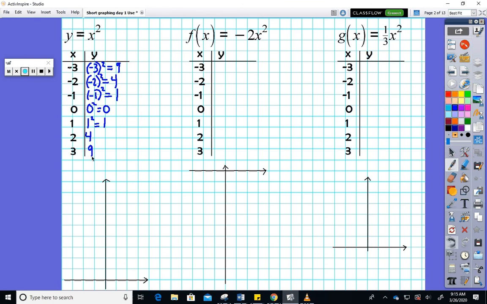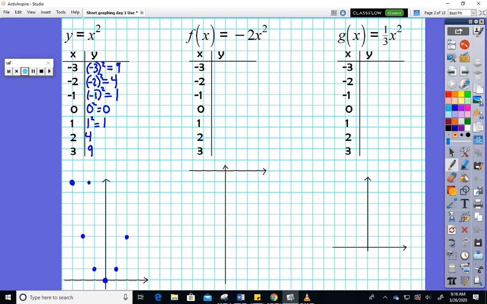So when I go to plot those points, I'm going to have 0, 0 right in the middle. That's going to be my vertex. Let me see if I can get it to plot the points where I want it to plot them. I have -1, 1 and positive 1, 1. I have -2, 4 and positive 2, 4. I have -3, 9. 1, 2, 3, 4, 5, 6, 7, 8, 9.